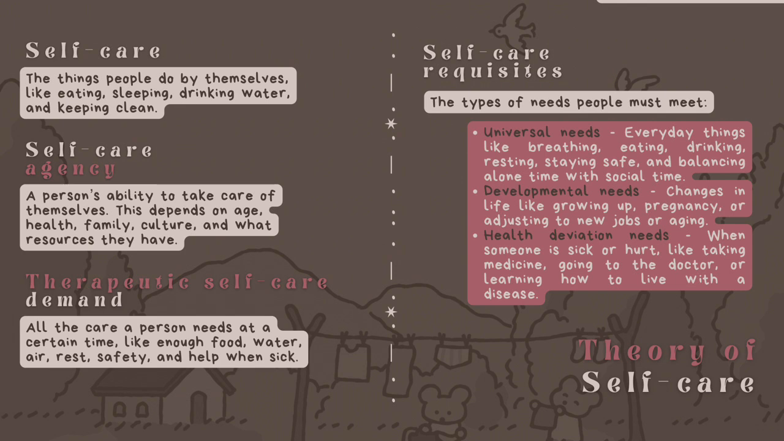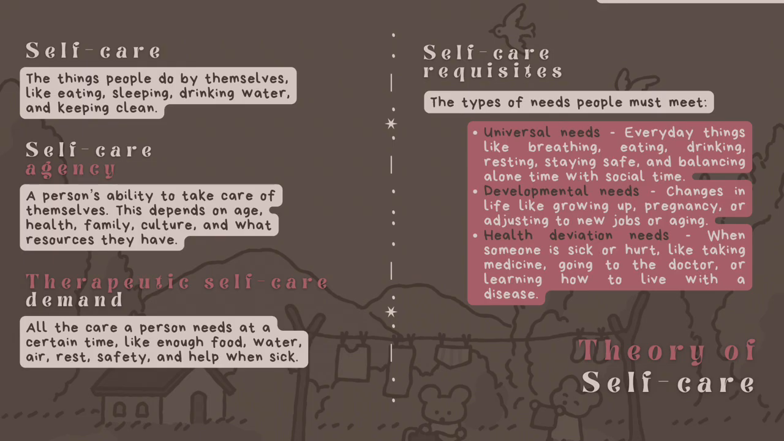Pero pag self-care agency naman, the concept of self-care agency is a person's ability to care for themselves. Pero, they're independent. Mayroon siyang basehan. Ibig sabihin, may range ito. It can depend on age, family, culture, and what resources they have. Ibig sabihin, self-care agency, meron nang nakadepende. Maalagaan lang nila yung sarili nila depende sa age, health, family, culture, and especially the resources they have.